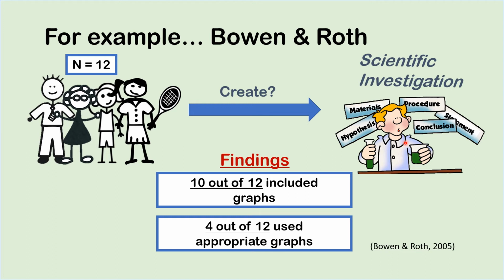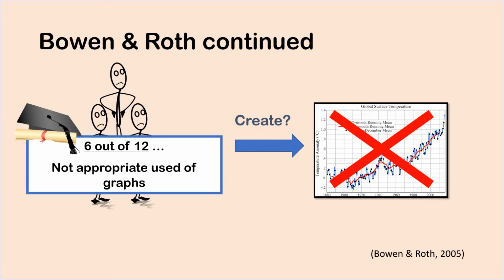And what happened was, based on the final reports that were submitted by the 12 pre-service teachers, it turns out that only 10 out of the 12 actually included graphs when it was explicitly stated to do so. And out of those 10 out of the 12 that actually provided graphs, only 4 out of the 12 actually used appropriate graphs that were clearly labeled so the reader could identify the variables and the relationships within the graphs.